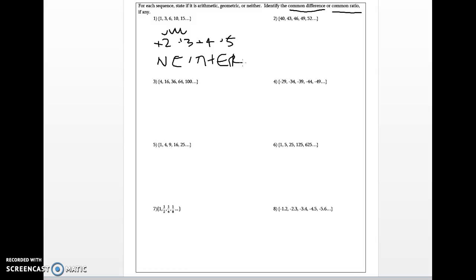For the second one, we can observe that unlike the first one, we are skipping by a common difference. From 40 to 43, you're adding 3. From 43 to 46, you're adding 3. 46 to 49, adding 3. 49 to 52, adding 3. So you can say this one is arithmetic. And the common difference, we'll abbreviate that as CD, is add 3.